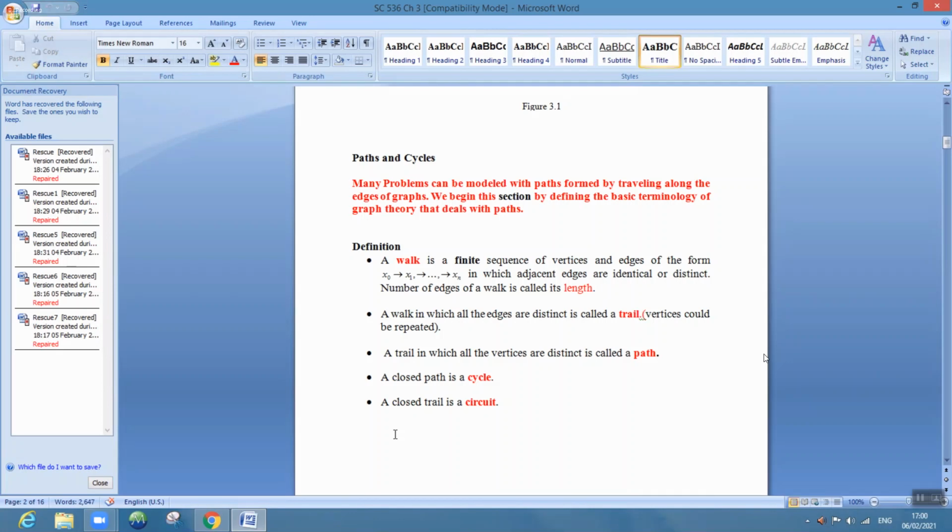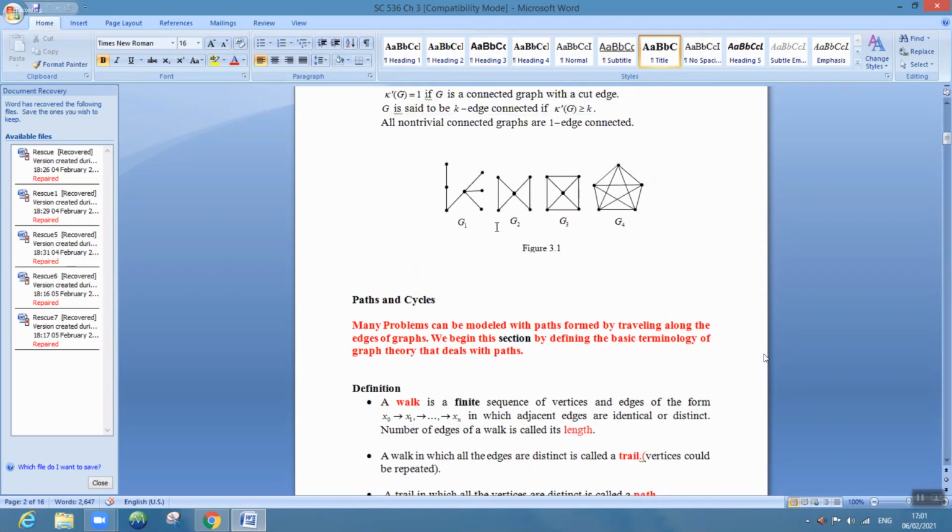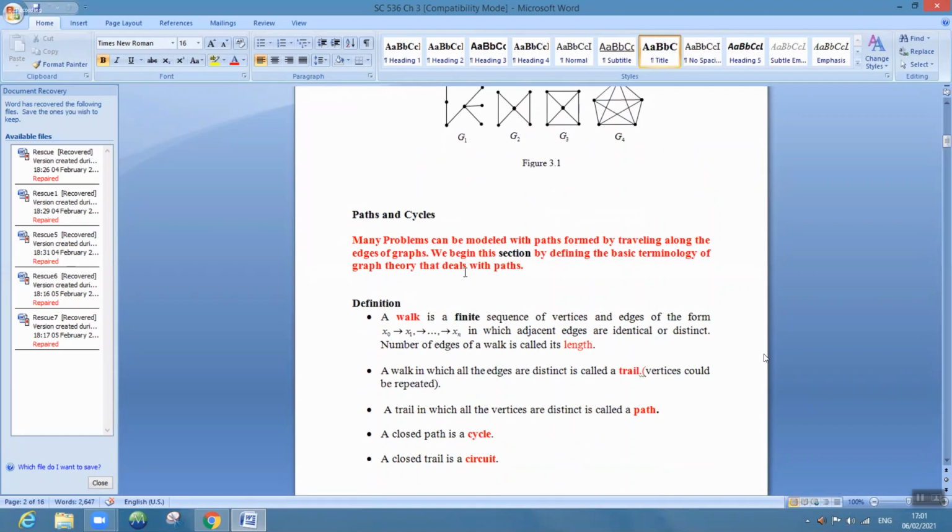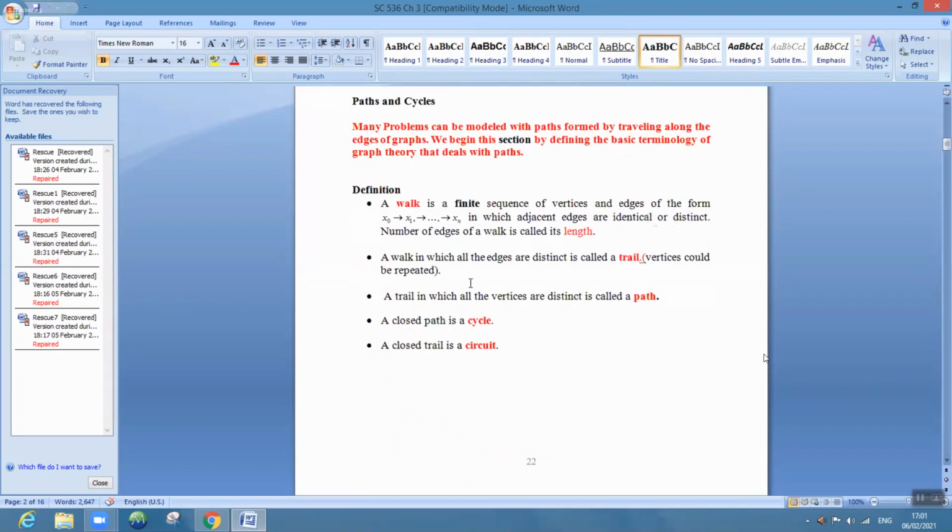Okay, now we go to paths and cycles. After discussing Hamiltonian and Eulerian graphs, we are going to the application. Many problems can be modeled with paths formed by traveling along the edges of a graph. We go along the edges, and then you get the path. We begin this section by defining the basic terminology of graph theory that deals with paths.